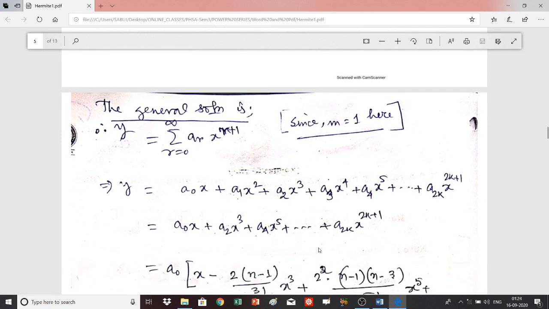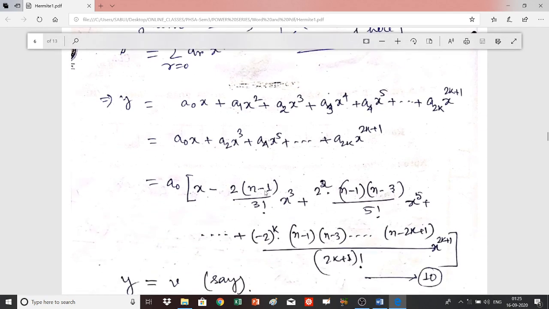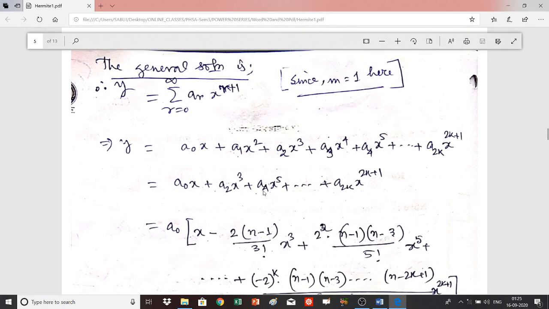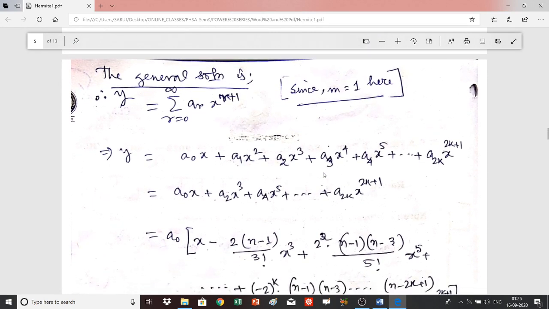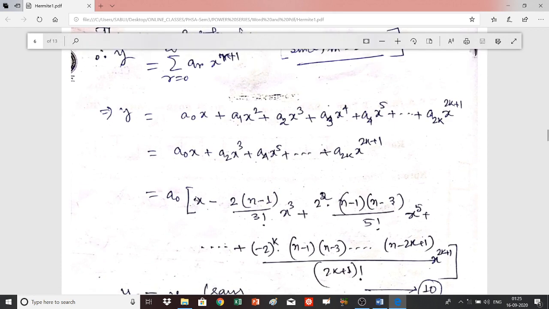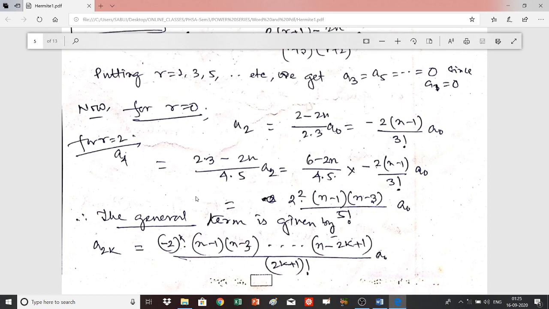And since the odd terms of a do not exist, due to the vanishing of a1, this y can be written as a0 x, a2 x cubed, a4 x^5, and in this way a2k x to the power 2k plus 1. Now let's substitute the values of a2, a4 and a2k that were calculated earlier.